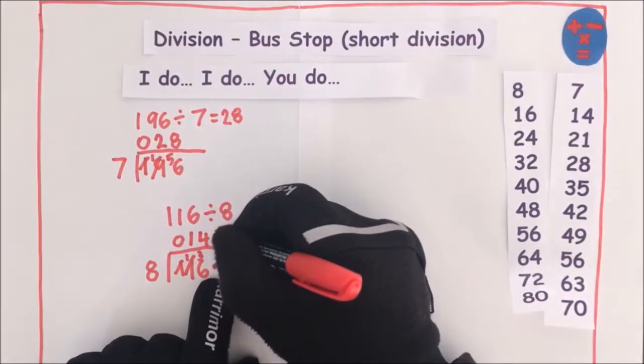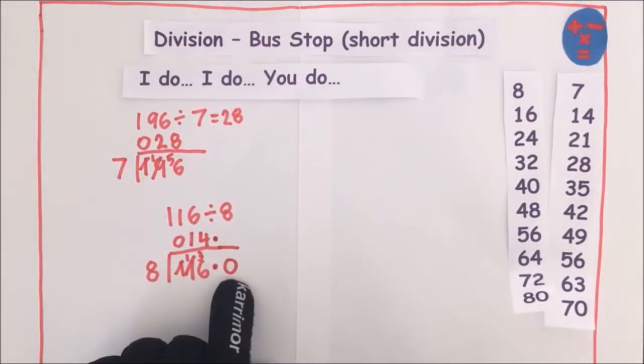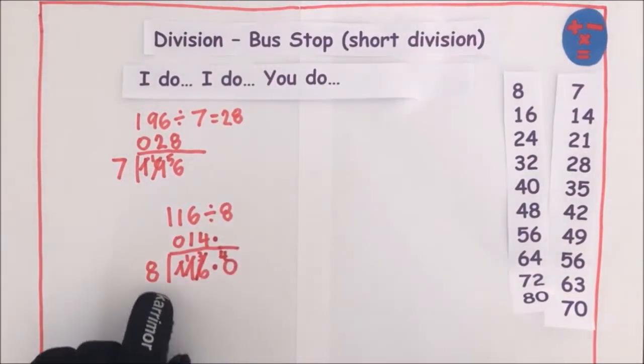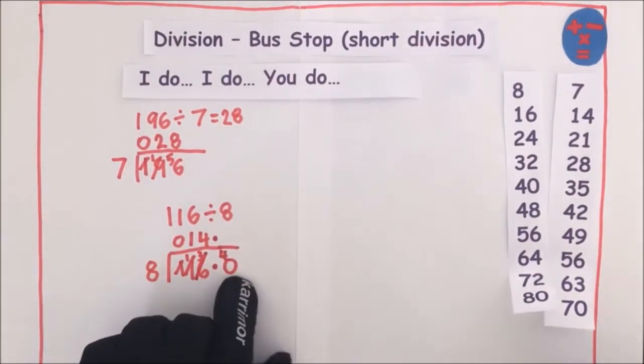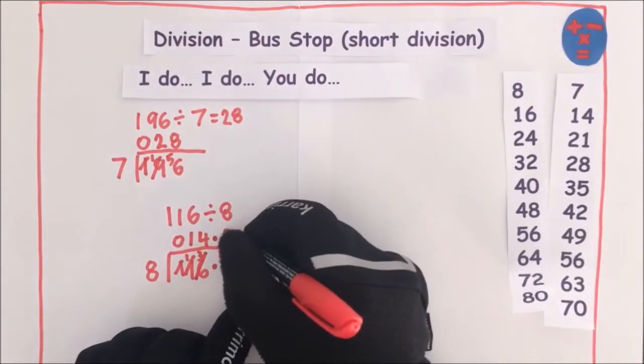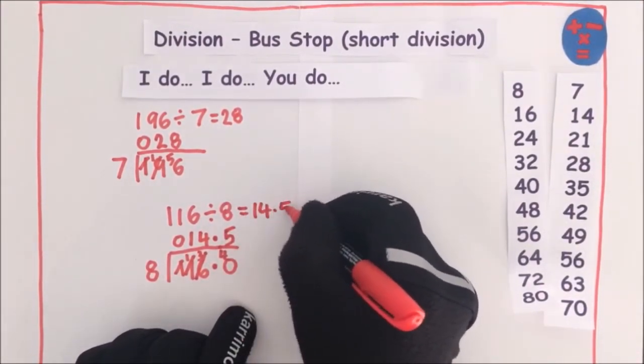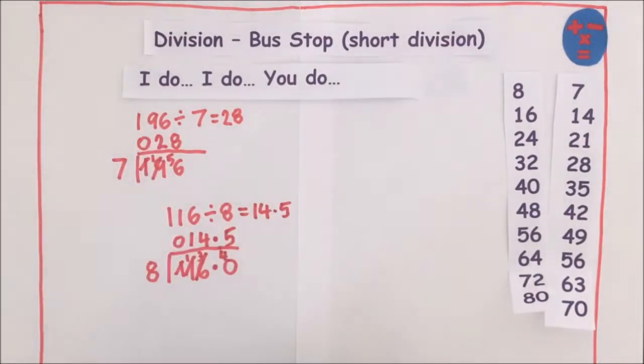That decimal point, we copy it up there, and that now gives me somewhere where I can carry that 4. So the 4 carries into my 10ths column, and then I just got to ask myself, how many 8s are in 40? Boom, 5. No remainder, so my final answer is 14.5.